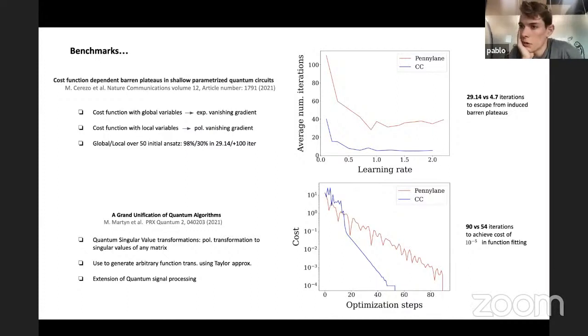When you say model, you mean Hamiltonian? When you say model, what do you mean by model? The model of the quantum circuit, the model of the classical function you are trying to solve? Yeah, like a cost function. Yeah, it could be.